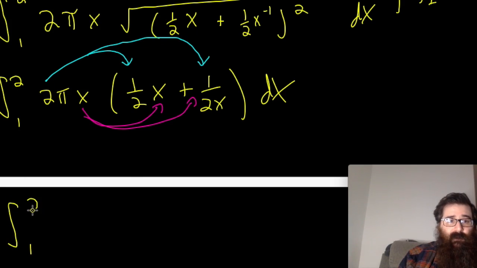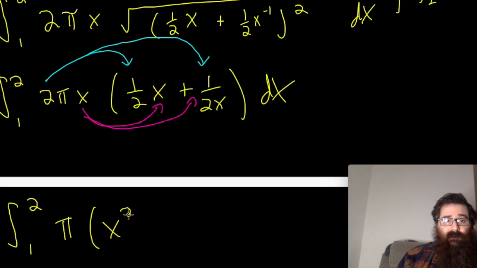We have the integral from 1 to 2. Here I'm left with pi in front. I bring the 2 in. 2 times 1/2 cancels in both cases. When I bring the x in, I get x times x is x squared. I still need my parentheses, x squared. And then x times 1 over x cancels. I'm just left with 1.